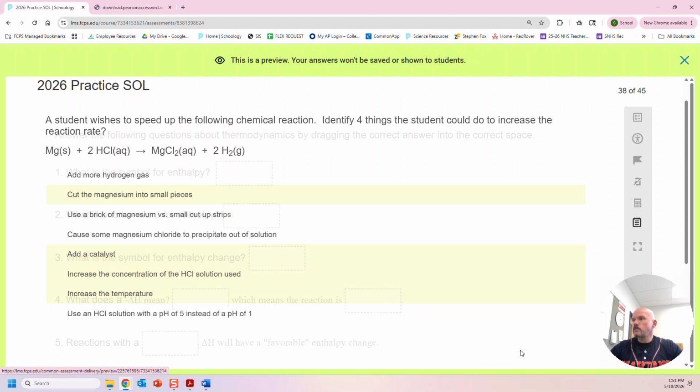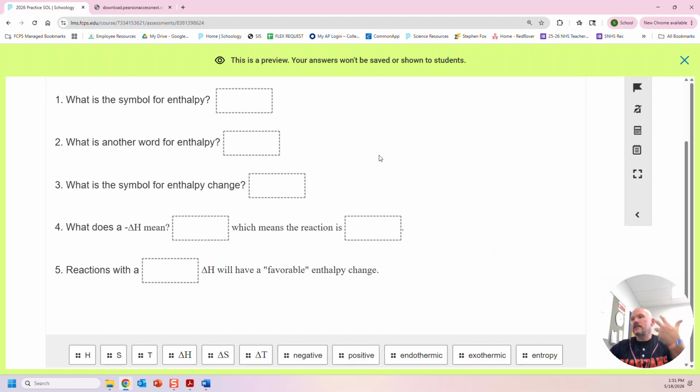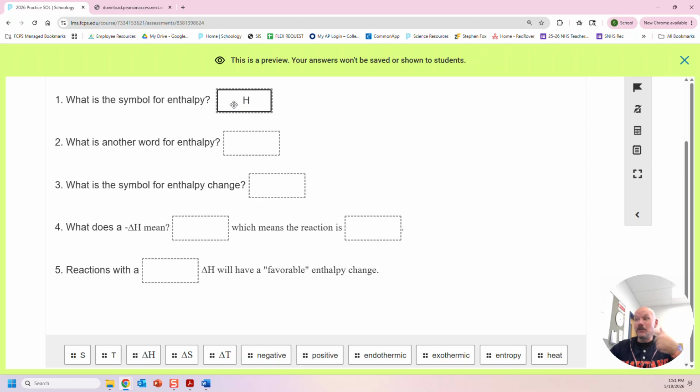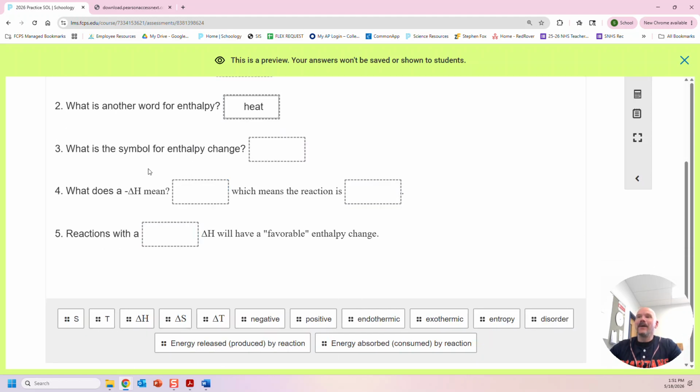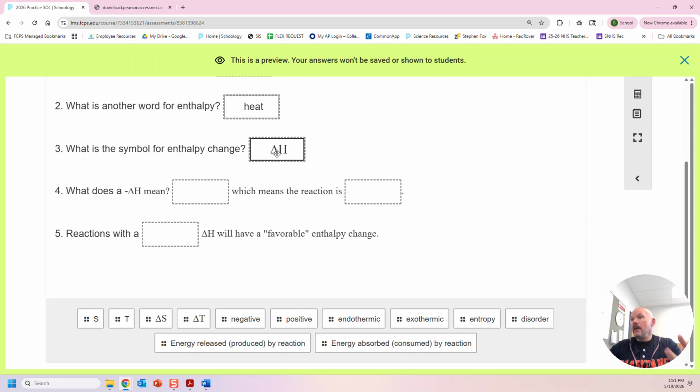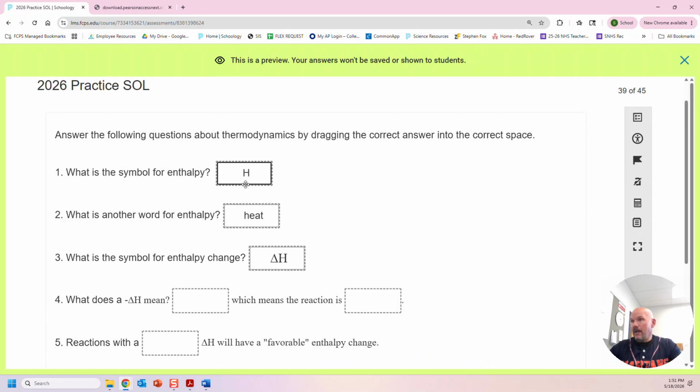All right. So here's just kind of our definition. Remember, enthalpy. The symbol for enthalpy is H. Technically H doesn't mean heat, but you can think it means heat, but technically enthalpy is H. Okay. What is another word for enthalpy? Heat. All right, great. What is the symbol for enthalpy change? Remember, if you put a triangle in front of it, it's called delta. In front of it, it means change in that. So if enthalpy is H, delta H is change in enthalpy.